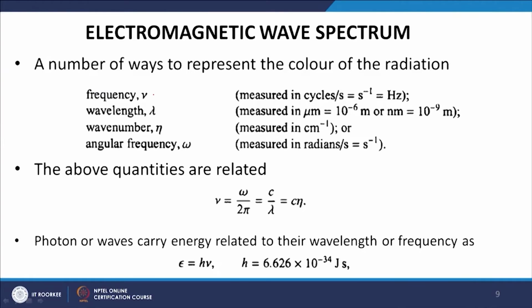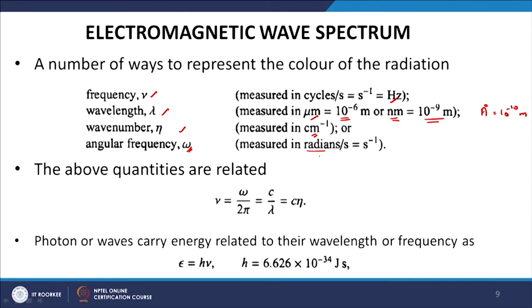So, there are a number of ways of representing the color or the spectrum. We have frequency, which is represented in cycles per second or hertz. Then we have wavelength, which is normally represented in micron or sometimes angstrom. A micron is 10 to the power minus 6 meter, a nanometer is 10 to the power minus 9 meter, and an angstrom is 10 to the power minus 10 meter. Wave number is also very important, especially in combustion; its units are centimeter inverse. Very rarely, angular frequency is also used to represent the electromagnetic spectrum, with units of radians per second or second inverse.